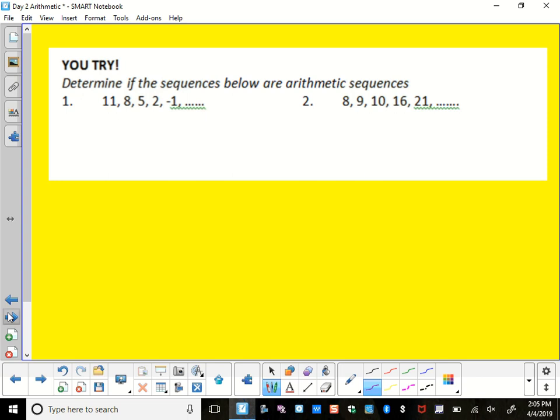Now it says you try. Determine if the sequences below are arithmetic sequences. Well, let's check ourselves. How do I get from 11 to 8? What did I do? Yeah, we subtracted 3. What about from 8 to 5? Subtracted 3. 5 to 2? And 2 to -1. So what is my common difference? 3. No. -3. So you can just write yes. They're asking yes or no. Is this a sequence for arithmetic? The answer is yes, because my difference is -3 all the way through.